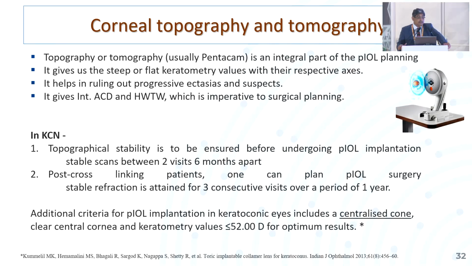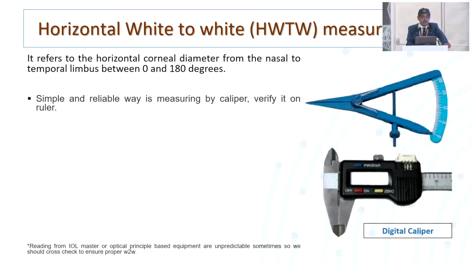Now, in keratoconus cases, topographically stable keratoconus patients can be selected, and we can operate upon them, and there should be stable scans between two visits 6 months apart. And in cross-linked patients, one can plan a phakic IOL if stable refraction is attained in the last 3 consecutive visits, and there is a central cone and clear central cornea, and keratometric values are less than 52. So coming to the important aspect, which is the specific measurement of horizontal white to white, how to proceed.